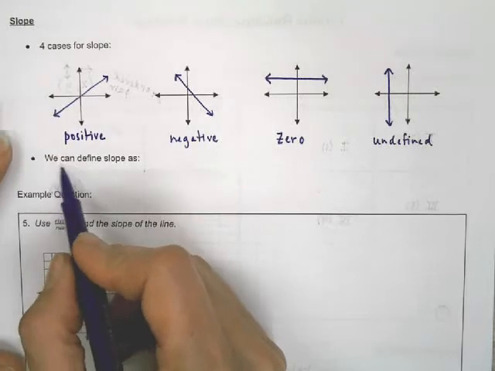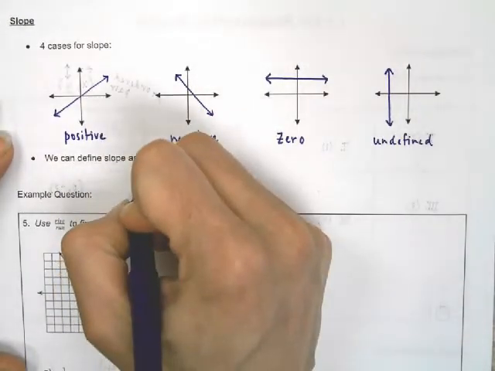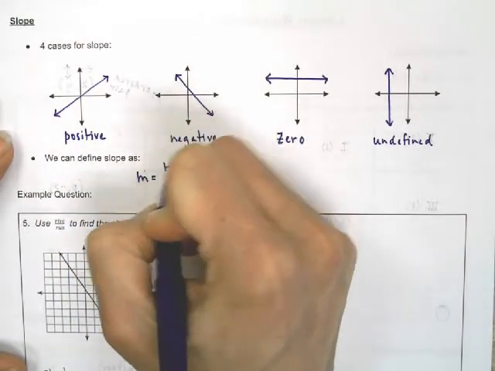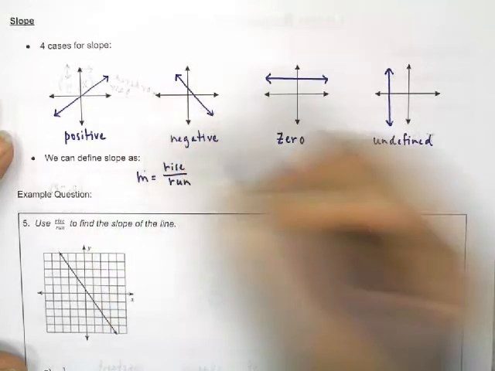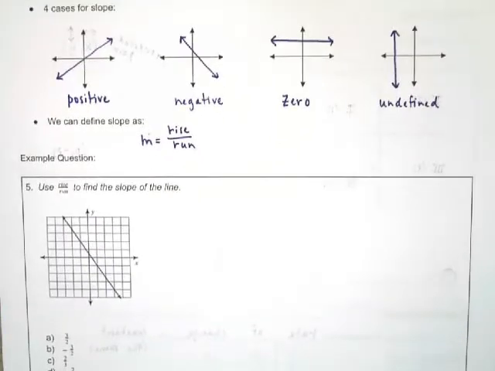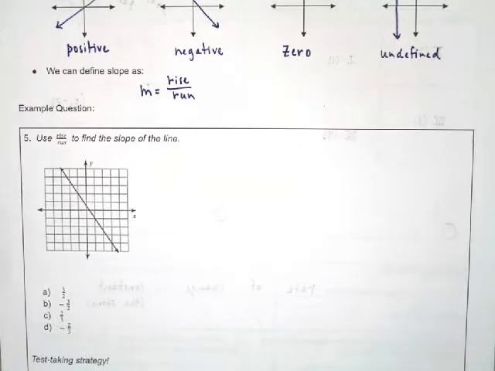Now, we also know we can define slope in the following way. So slope, we know we use the letter m, and we said we could define it as rise over run. And that's what we're going to look at in the next problem. So my next example question asks me to use rise over run to find the slope of the line.